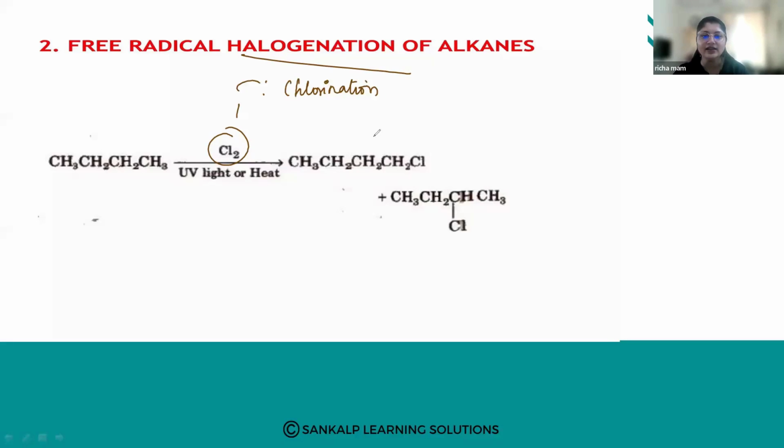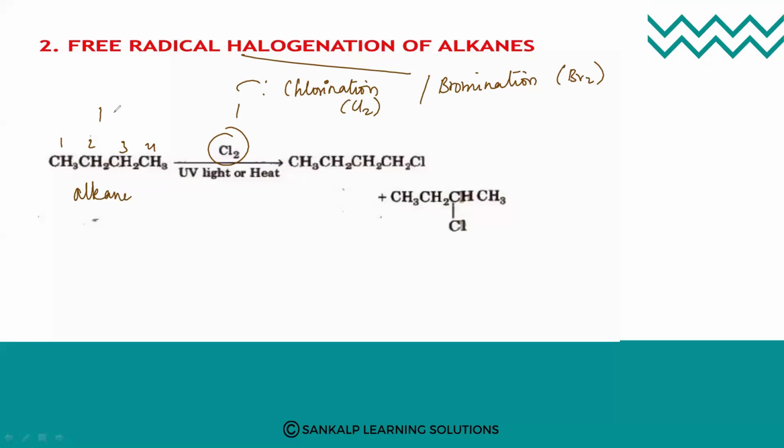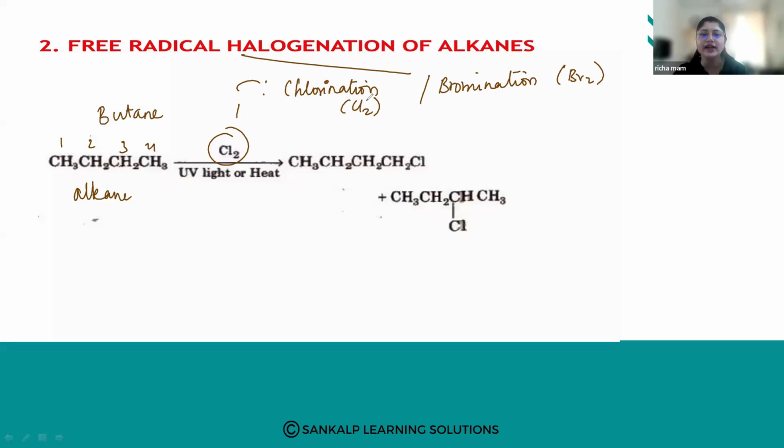So free radical chlorination or bromination. Bromination, because if we make use of Br2, then we can do bromination also. Here we are doing free radical chlorination of an alkane. Which alkane is this? How many carbon atoms? 4. Yes, it is butane. So we are doing free radical chlorination on butane.